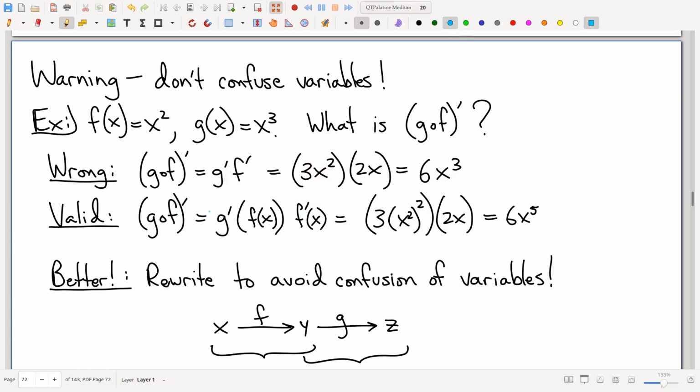And of course, the derivative of the second function has to be evaluated not at x, but at f of x. And you probably remember that from, I hope you remember that from Calc 1, chain rule.